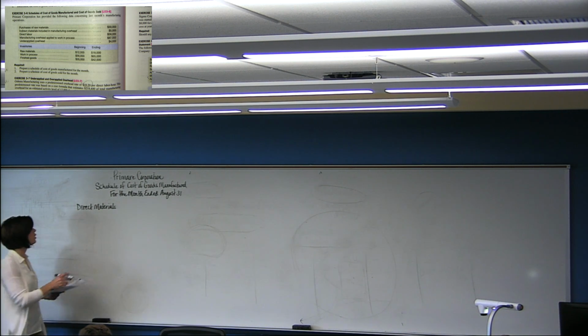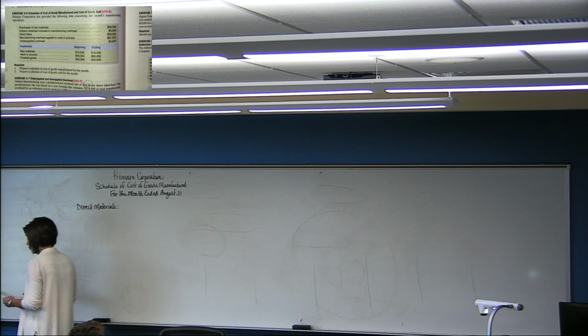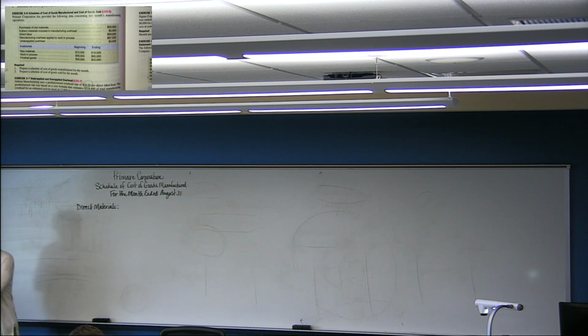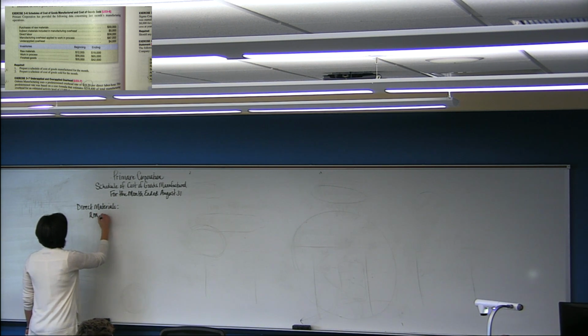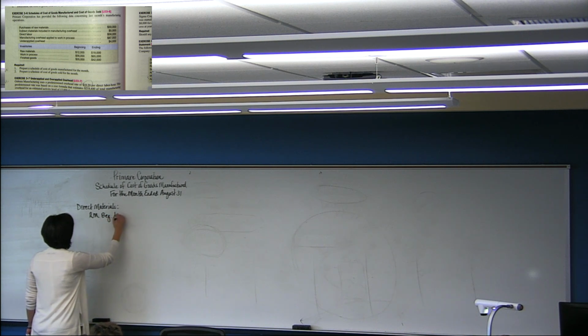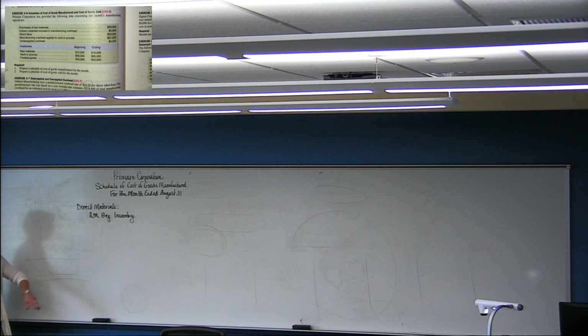All right, so bear with me. We're calculating direct materials first. We're starting out with raw materials beginning inventory, just like your PowerPoint says. Now, I don't mind if you abbreviate, okay? Because a lot of this stuff gets to be sort of a pain. So RM, I can tell, is raw materials, all right?